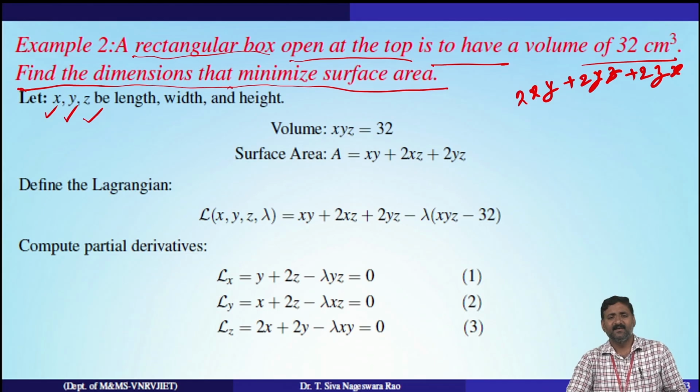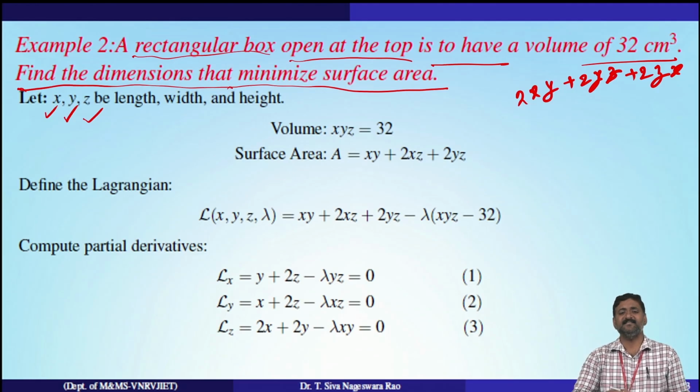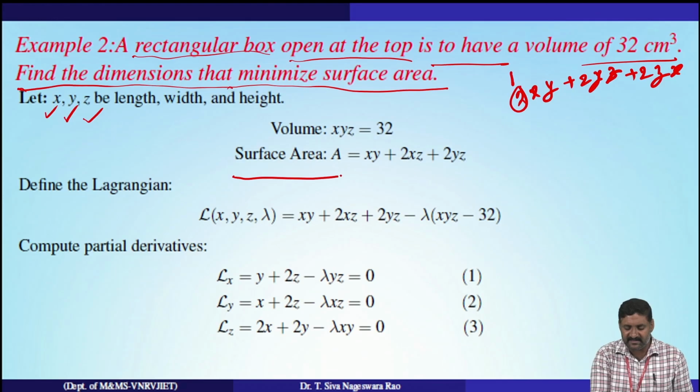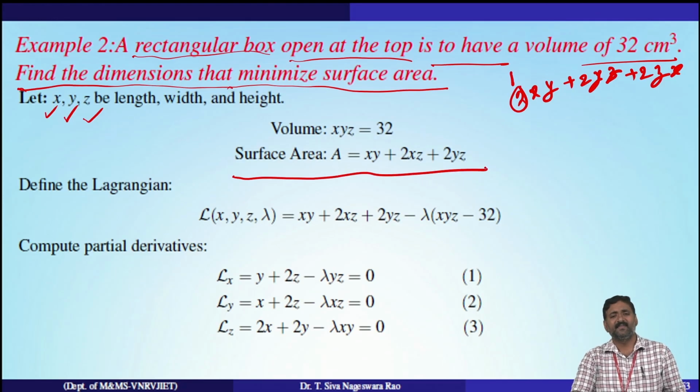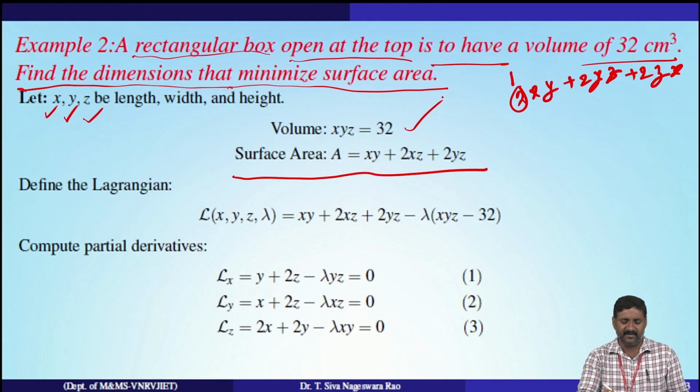But what is given? Top is open. So I will assume a plane which is parallel to xy is open. Hence, what is the surface area? Then this becomes 1. So the surface area of the rectangular box is xy plus 2xz plus 2yz. And also what is given? Volume is given. Volume means length multiplied by breadth multiplied by height is equal to 32 cubic feet.